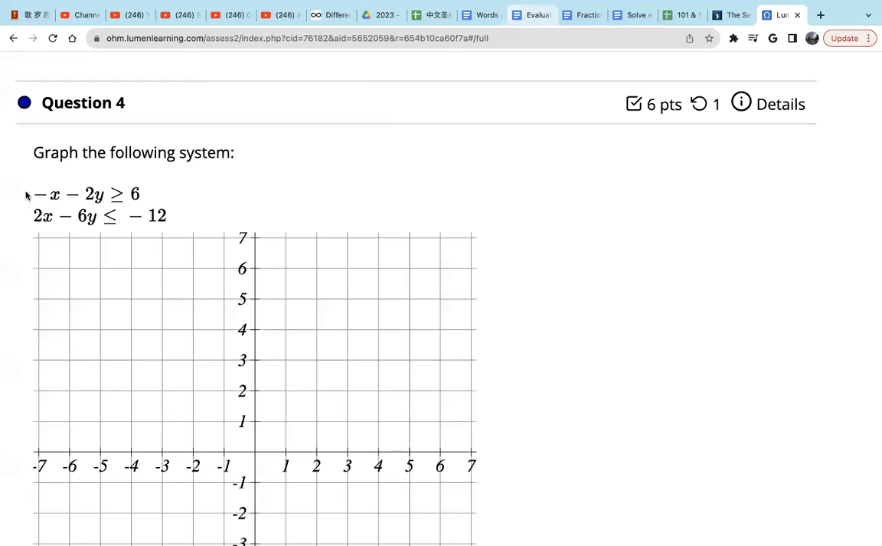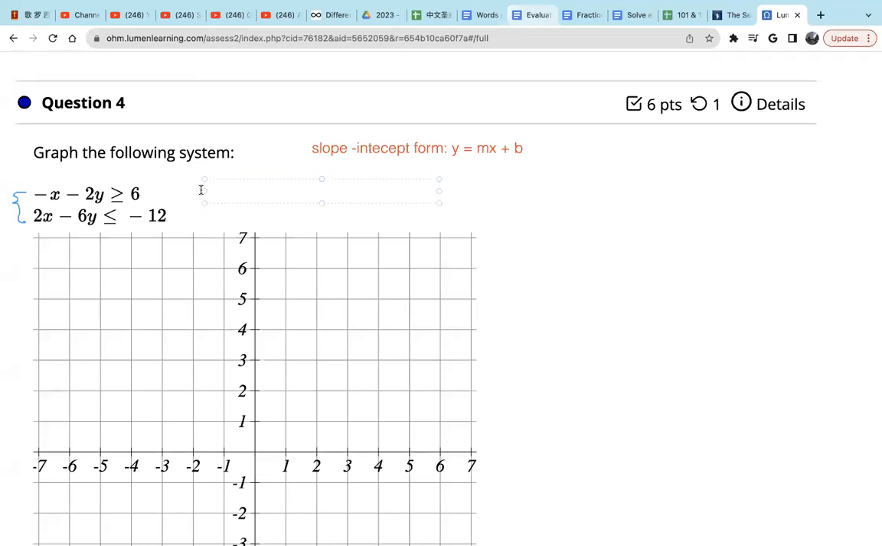So this is a system of inequalities. So what do we want to do? We want to write in slope-intercept form. What is that? That's y equals some number times x plus another number, in this form. So let's see the first one. How do we write the first one in this case?